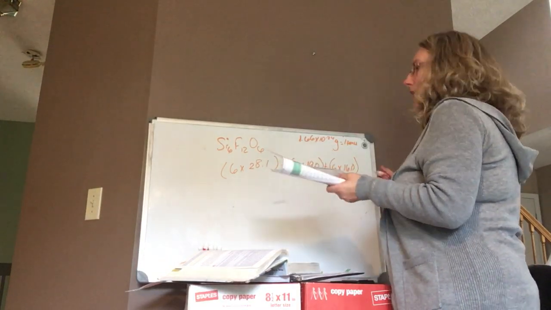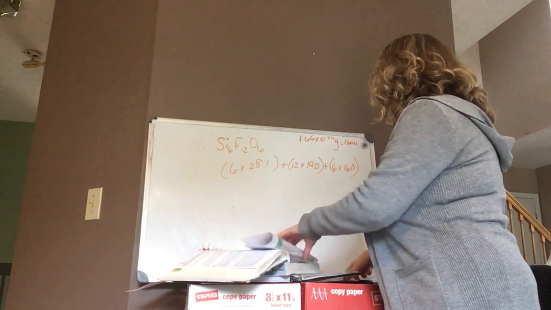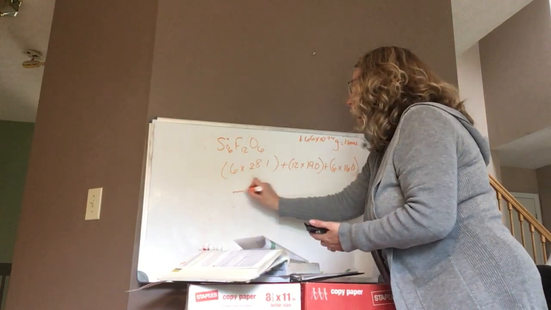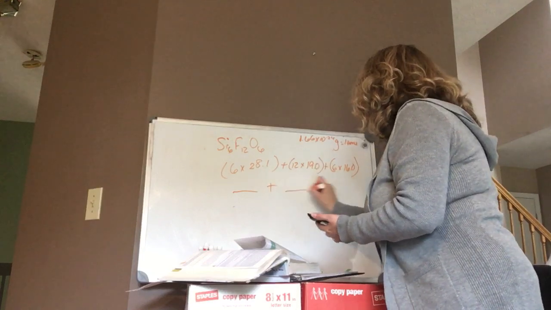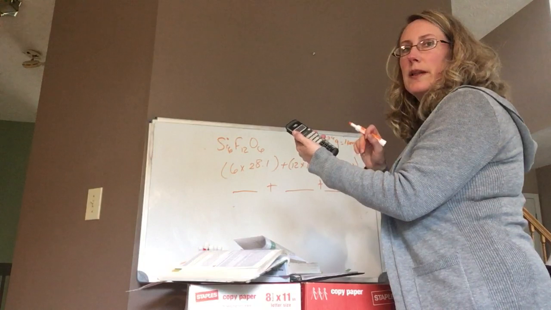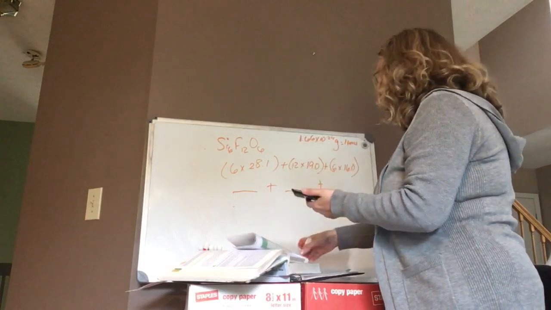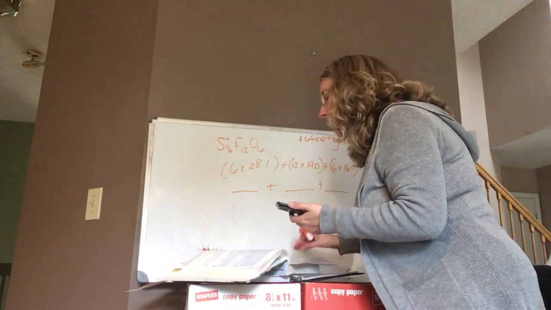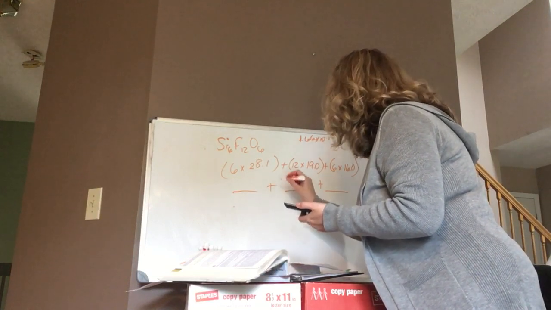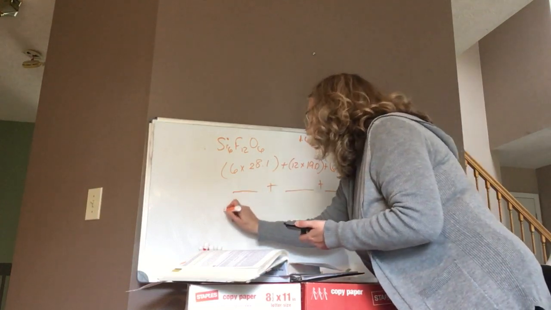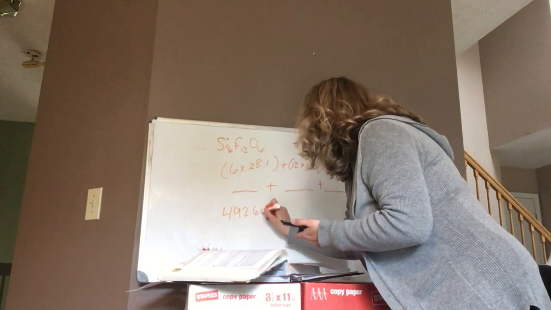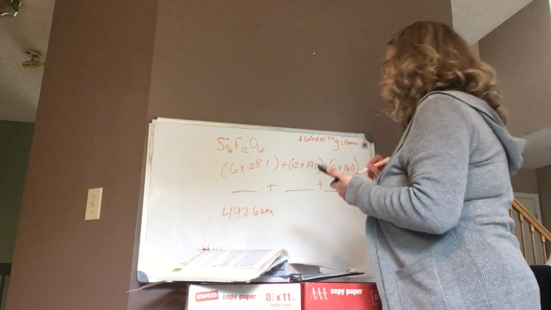Okay, so I would stick it in my calculator and do it. If you're not sure, do 6 times 28, and then 12 times 19, and 6 times 16. If you don't know how to use your parentheses, so if you add it all together, you should get 492.6 AMUs. Okay?